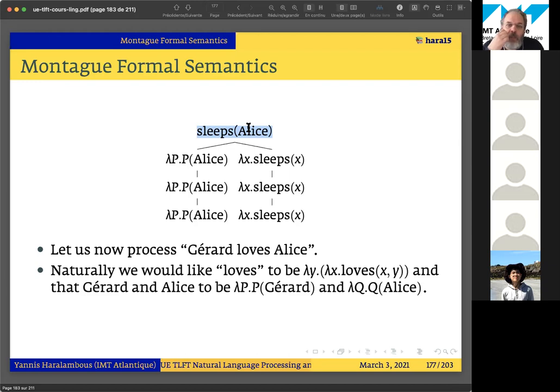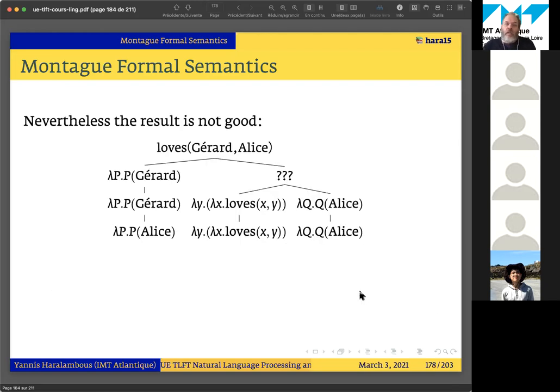Now let's take a more complex case. Gerard loves Alice. How would we define loves? The most natural thing would be lambda y, lambda x, loves x, y. So give me a y and give me an x and take loves x, y. And of course, we can do again type raising both for Gerard and for Alice. If I apply this lambda y, lambda x, loves x, y to Alice, which is type raised, it doesn't work. It's not what I need.